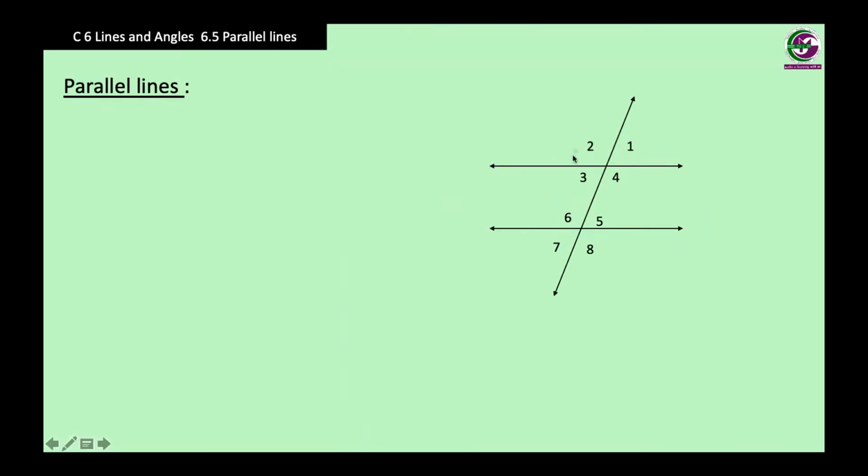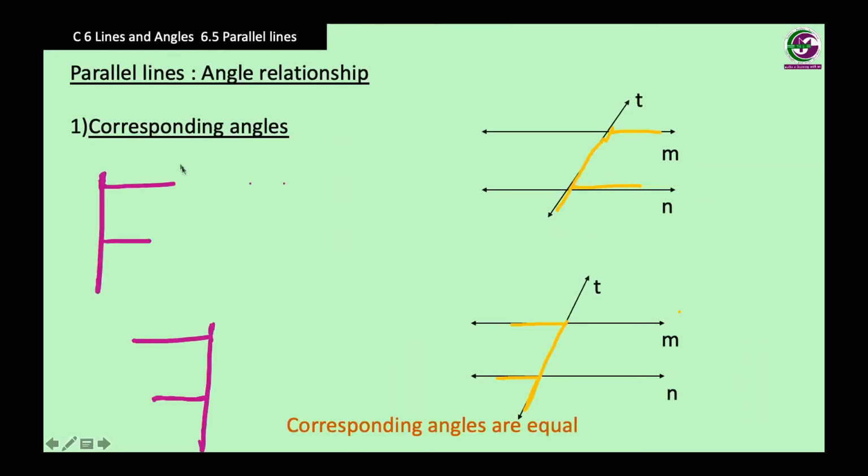So you know there are 8 angles, and let us name them 1 to 8. You can even name them with small letters a, b, c, d until you finish all the angles. Now we will see the first property. This is called corresponding angles. Corresponding angles are those angles which are formed at 2 points of two lines which are parallel, which are cut by a transversal.